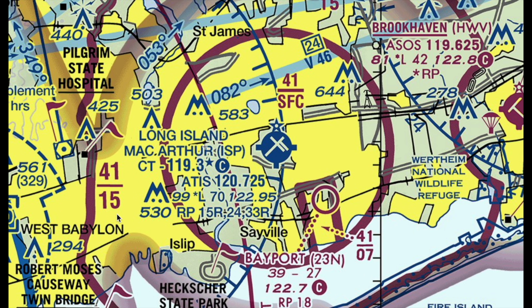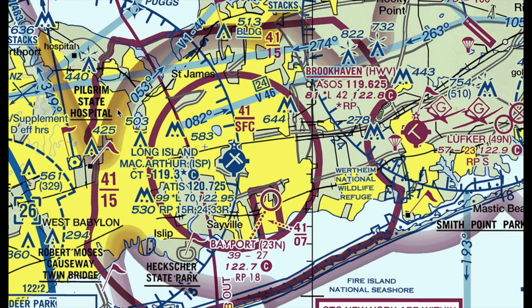Now, I'm going to clarify something so your mind stays sharp. A blue airport does not indicate that this is Class B airspace. As you can see, we are in Class C airspace indicated by the solid magenta lines.